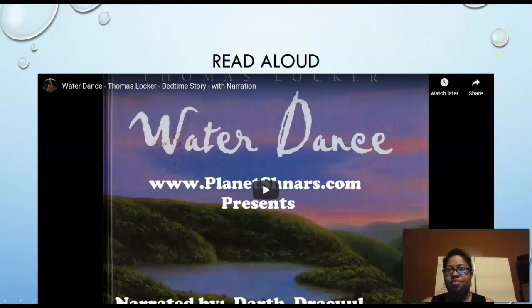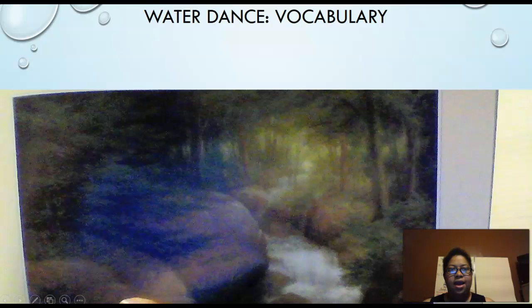Okay. So now I want to go to the vocabulary part, because once again we're supposed to be determining the meaning of some of the words that are in the text. And of course what I've done is I'm displaying the picture because this is the source that we're going to use in order to determine the meaning of the words.